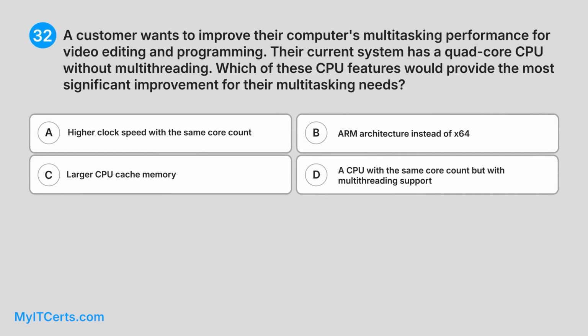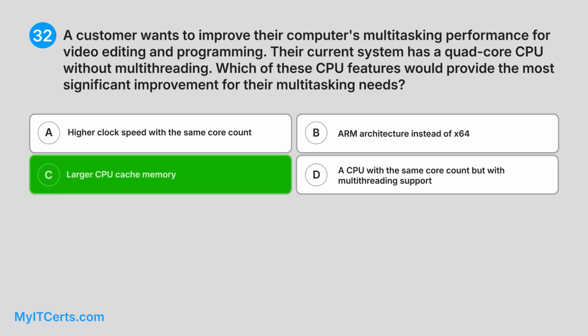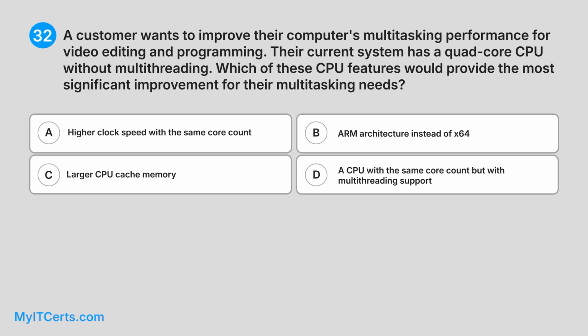32. A customer wants to improve their computer's multitasking performance for video editing and programming. Their current system has a quad-core CPU without multi-threading. Which of these CPU features would provide the most significant improvement for their multitasking needs? A. Higher clock speed with the same core count. B. ARM architecture instead of x64. C. Larger CPU cache memory. D. A CPU with the same core count but with multi-threading support. Do you know the answer?